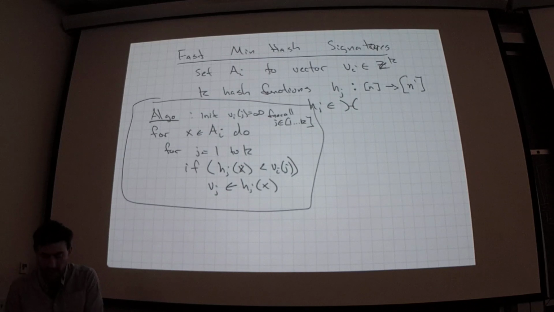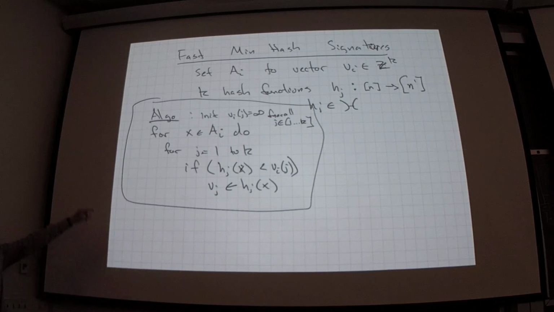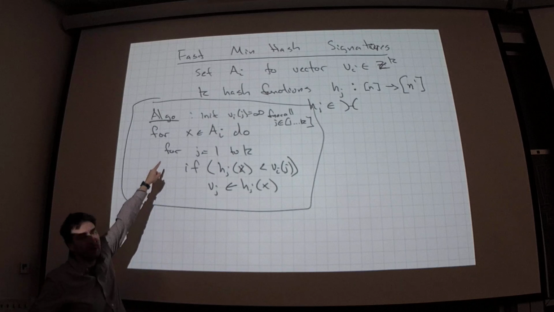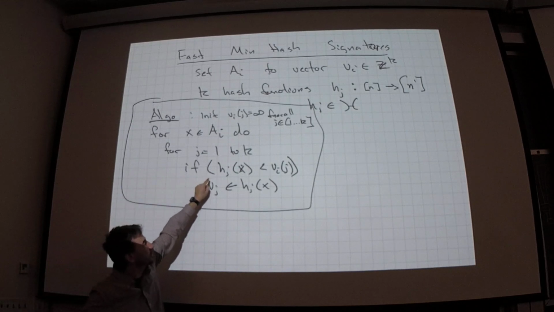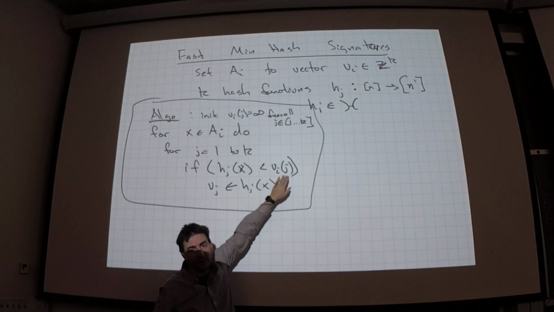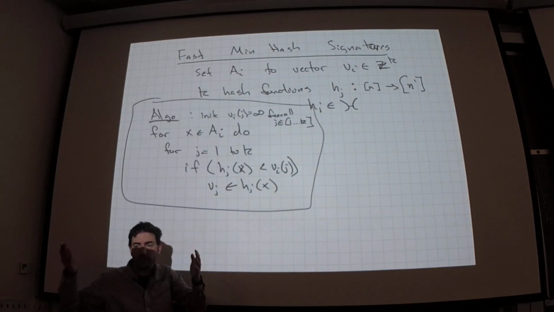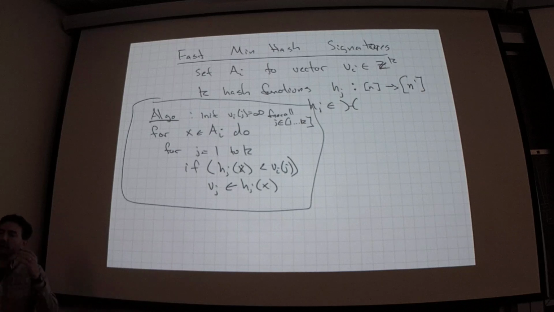Okay, but here's the whole algorithm. I'm just going through all the elements of the set, one by one. And then for each of the hash functions, I only have to read the element once while it's in memory effectively. For all the hash functions, I compare it against the current value, and if it's less than that, I just update that value. The hash function is effectively acting like a random permutation.